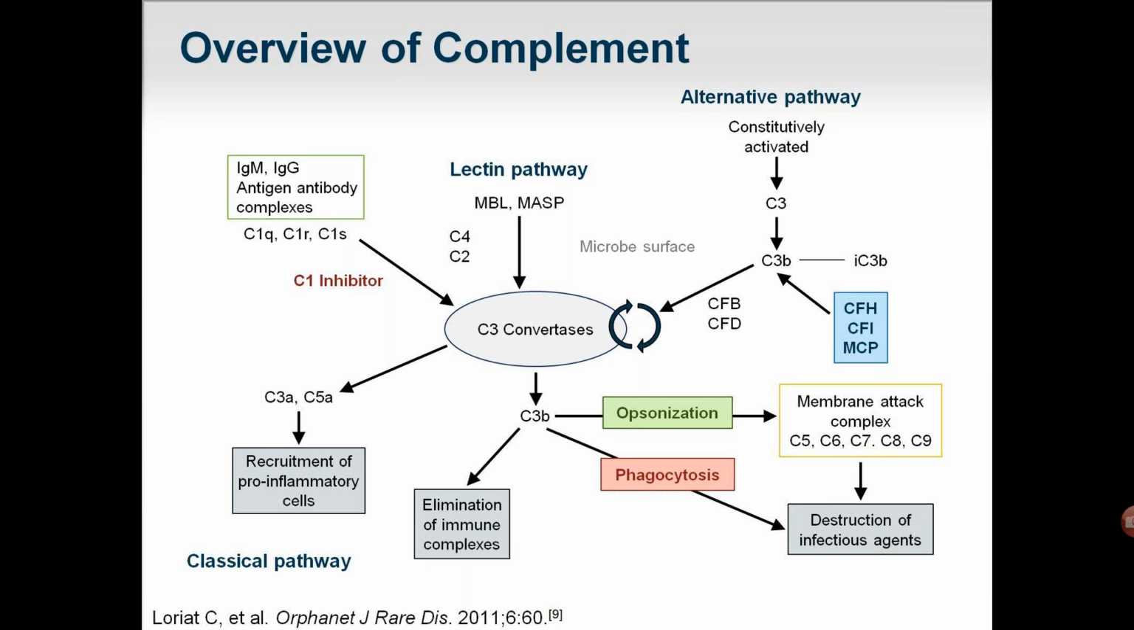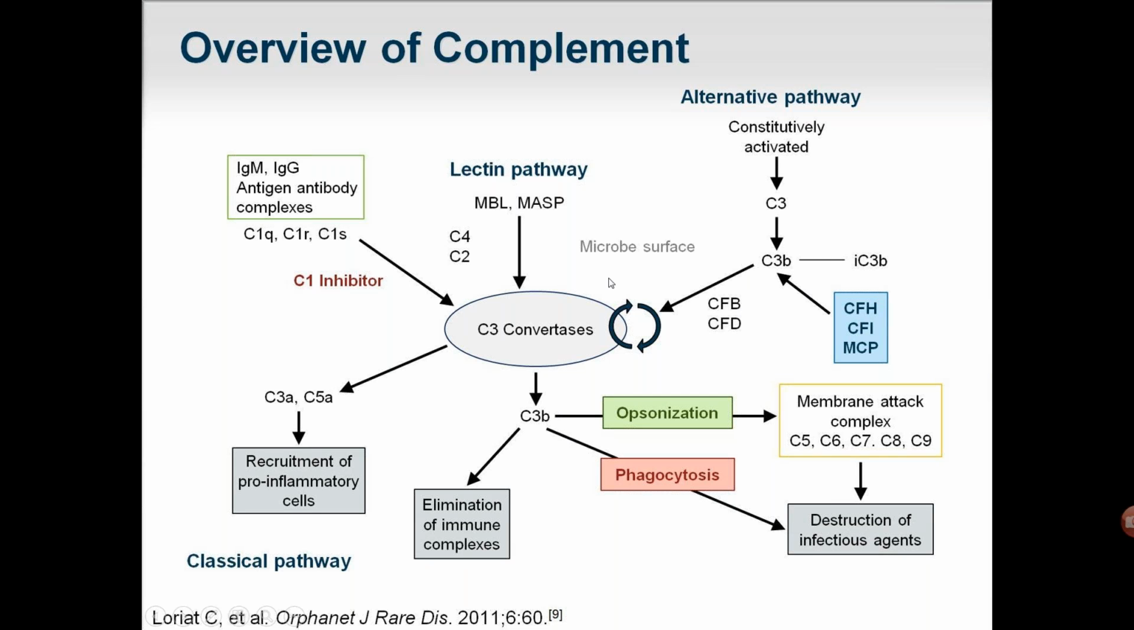C5b would activate C6, C7, C8, C9, and ultimately form what is known as C5 to C9, the membrane attack complex. Now, the purpose of formation of the membrane attack complex is to opsonize bacteria, lead to their phagocytosis, and therefore destruction of infectious agents. But if this pathway is already in a state of tick over, then it needs to be regulated, and that is done in two ways.